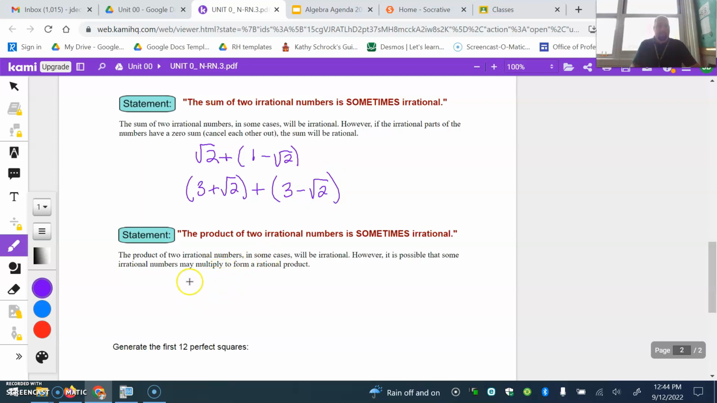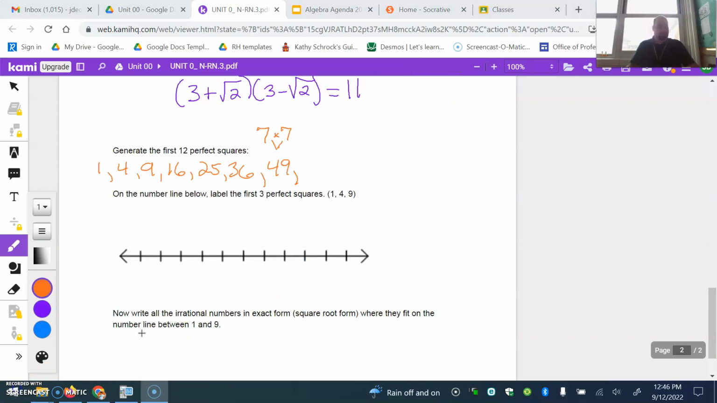All right. Same thing with the multiplication or product. If I take 3 plus square root of 2, and you can try this in your calculator, 3 minus square root of 2, and multiply them, I put it in parentheses, you get 11. So that is what these statements are talking about. All right, I'm going to pause the video and move on to the last thing, and I will see you there. Okay, so I started the next task.